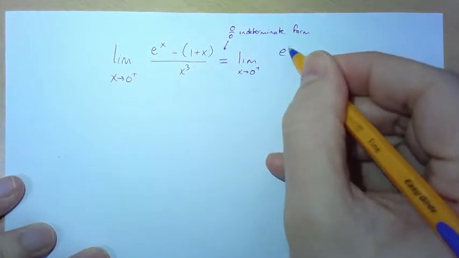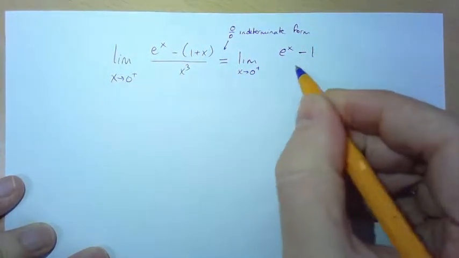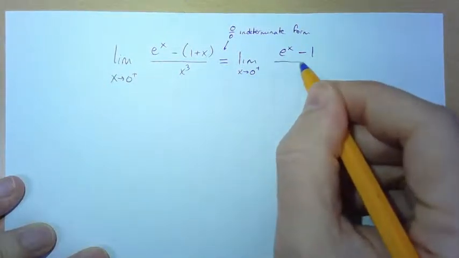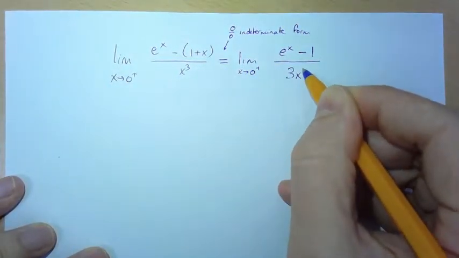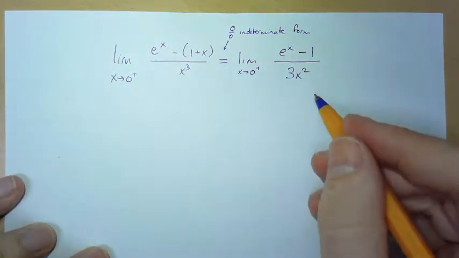So here we have 0 over 0, so we can just take the derivative of the top, which is e to the x, minus 1 minus x, so the derivative is e to the x minus 1 over 3x squared. Not to be confused with the quotient rule, of course.